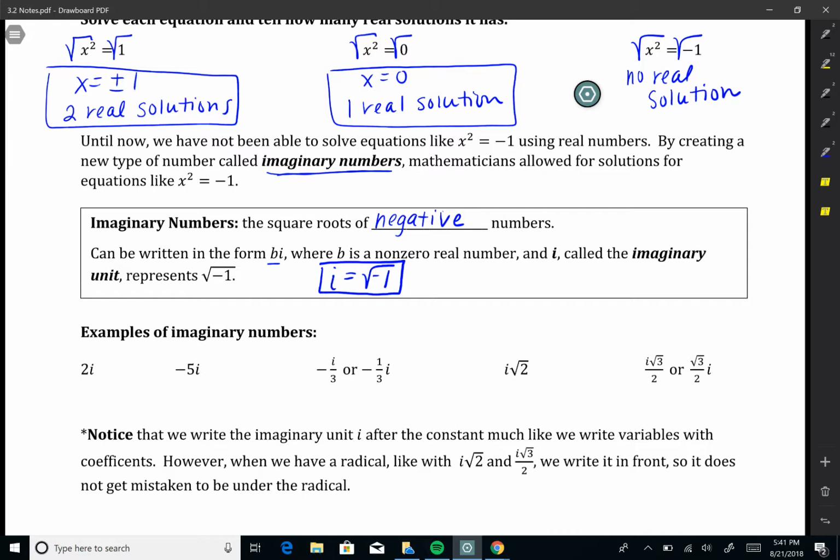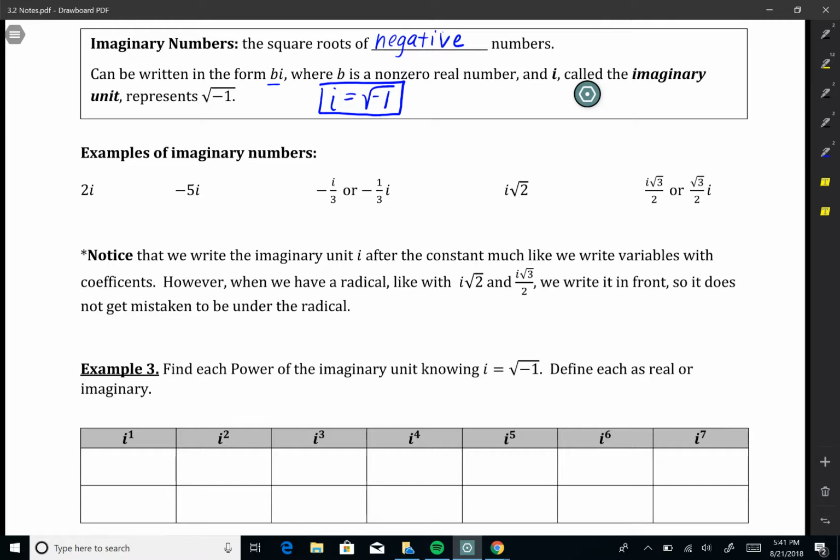Okay, so I just have some examples of what imaginary numbers can look like. And as you see, most of the time we have an i written after the number. But when we have a radical, like here, i radical 2, we put the i in front so it doesn't get mistaken to be under the radical with the 2. Otherwise, it follows the number like a variable would.